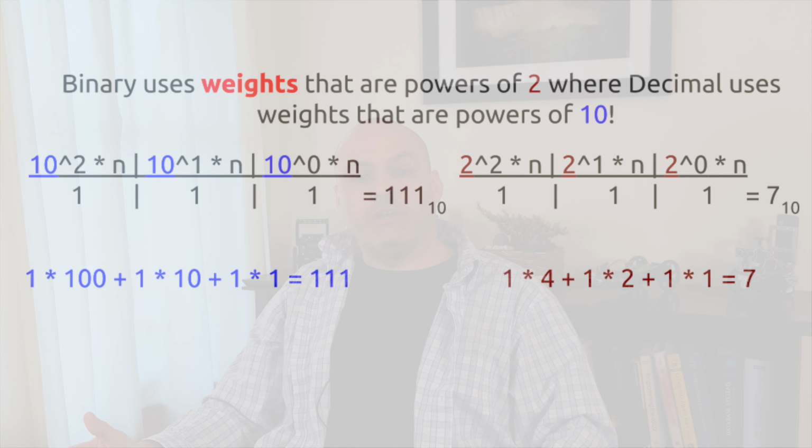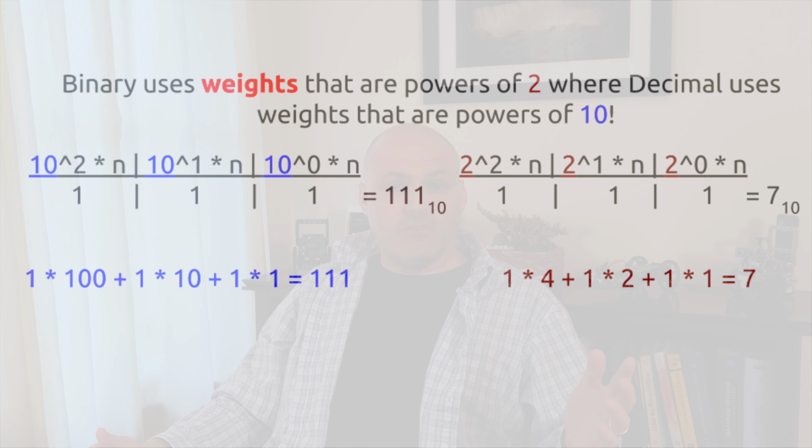Each weight in binary is determined by raising the base, which is 2, to increasing powers. So instead of 10 to the 0 power, 10 to the first power, and 10 to the second, as we had in decimal, we have 2 to the 0 power, 2 to the first power, and 2 to the second power in binary. If we want to know what the decimal value is of the binary number 111, we can multiply those digits by the weights in each place.